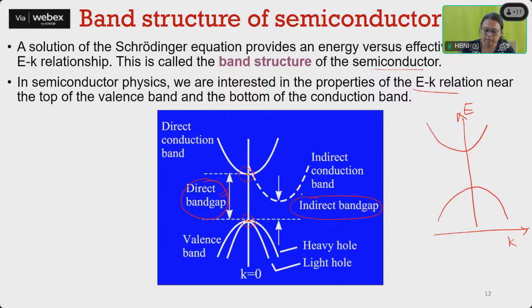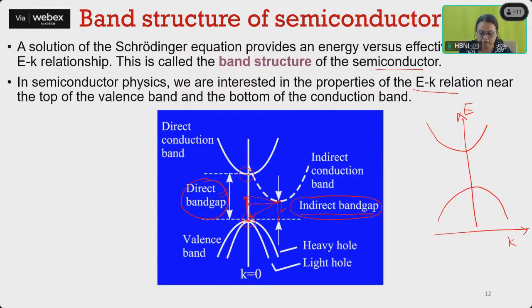But if the conduction band minima is at a different value of K, it is called an indirect band gap, because K is different. So if there is any electron in the valency band and it has to go to the conduction band, it will go to some state here and then it will go. Or if it is jumping back from the conduction band to the valency band, first it has to come to K equal to 0 and then come back. So this is the indirect band gap.